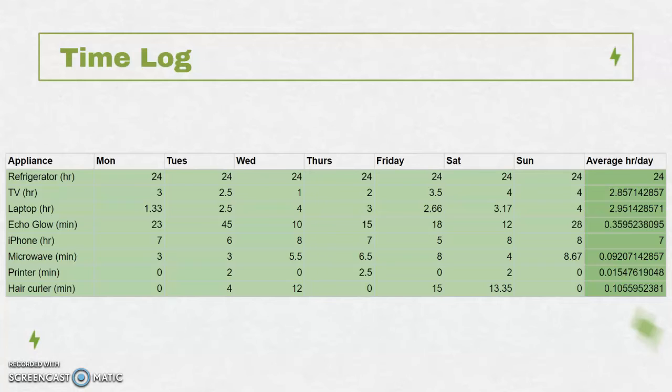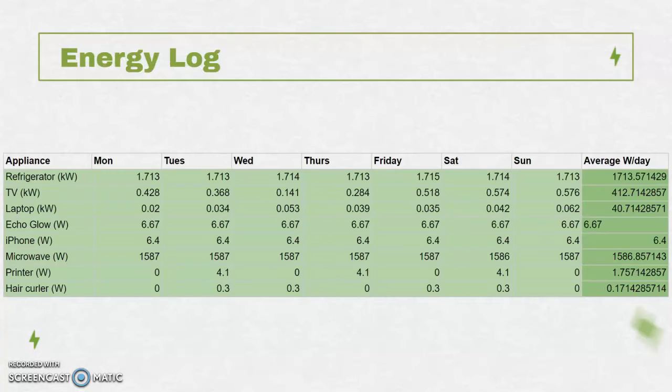Here is my time log. Over the span of 1 week, I timed how long each device was in use per day. Simultaneously, I recorded the energy reading on my meter for each device before converting all measurements to average watts per day.